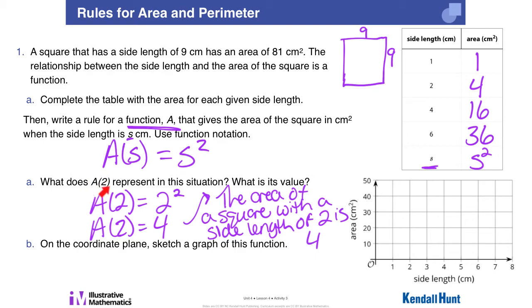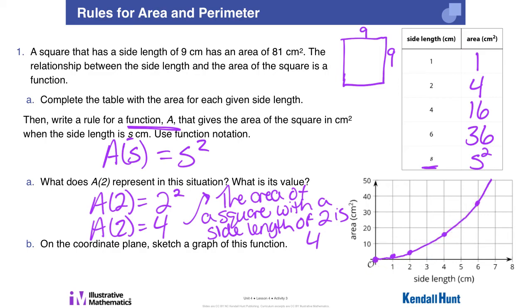What does A of 2 represent in this situation? So I'm using my function to plug it in. A of 2 is going to be the same as 2 squared, which is 4. And that means that the area of a square with a side length of 2 is 4. Now we're going to graph all of the data that we have on our coordinate plane right here. We know the data from this table, so let's graph that and see what we end up with.